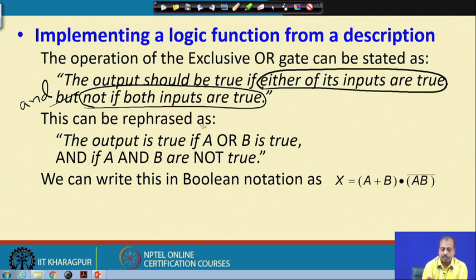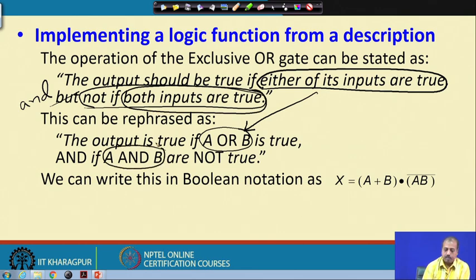Now, you just put the statement like this: either of its inputs are true. So, this boils down to A or B. Either of its inputs are true, so A or B is true, and not if both inputs are true. So, both inputs are true is basically A and B, and this not means it is not true. So, A or B should be there, and A and B not should be there. A and B not is basically the NAND.